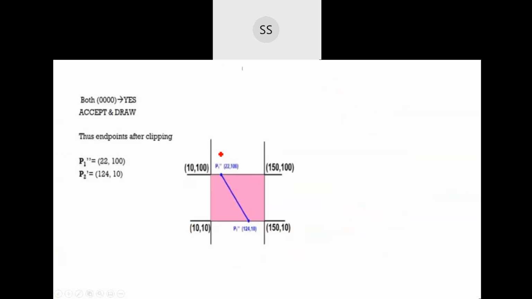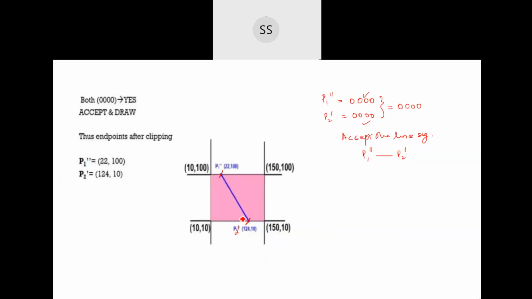Now we have to repeat the same step again. That is I had P1 double dash which had the region code as all zeros. Now I have P2 dash which has got region code all zeros. Both values equal to 4 zeros, we check. Yes. In that case I will accept the line segment which joins my P1 double dash and my P2 dash.